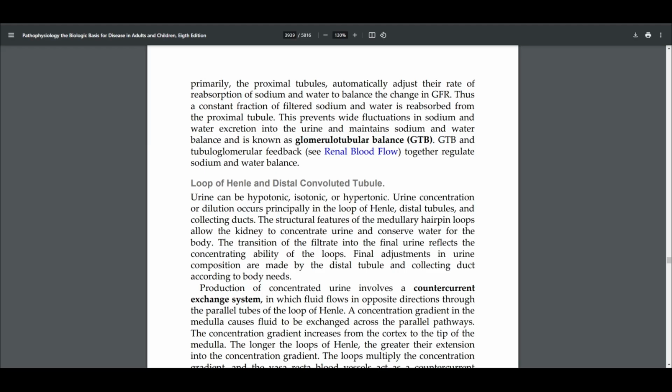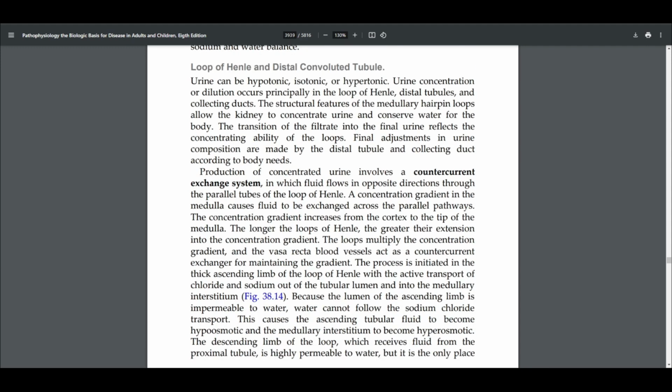GTB and tubuloglomerular feedback together regulate sodium and water balance. Now, the loop of Henle.